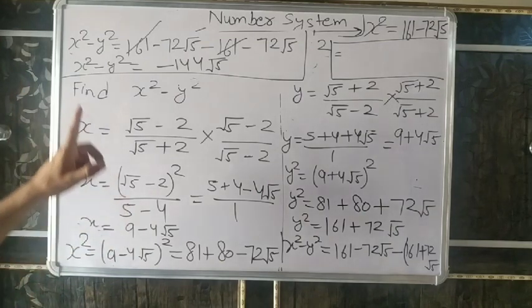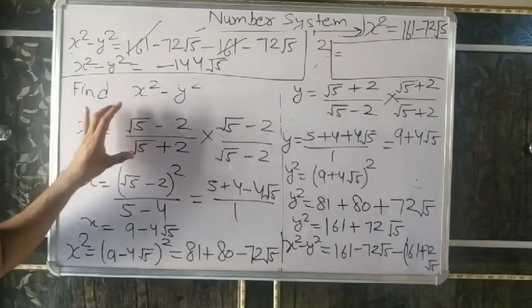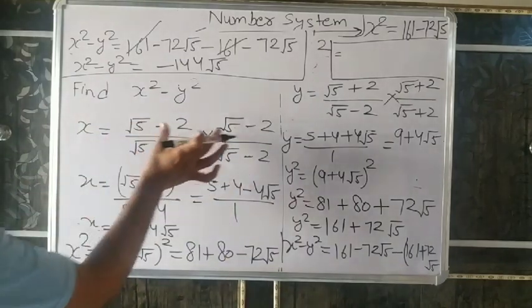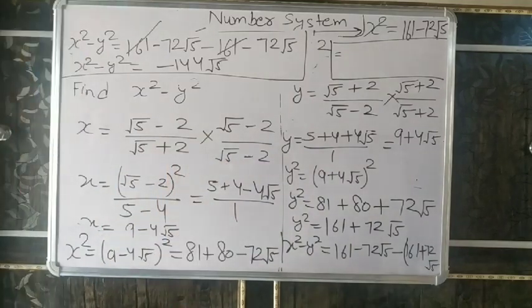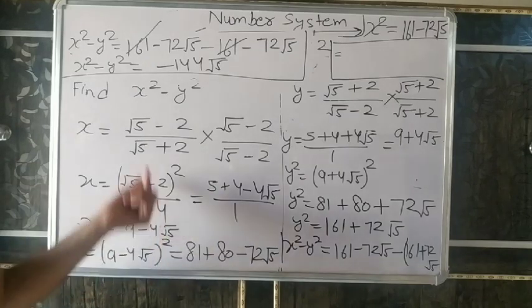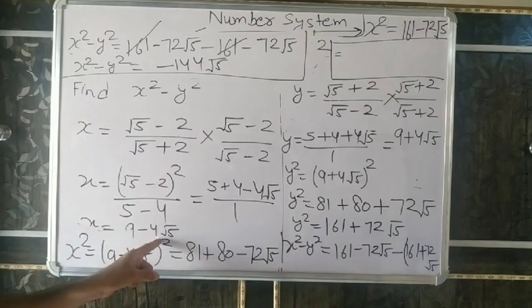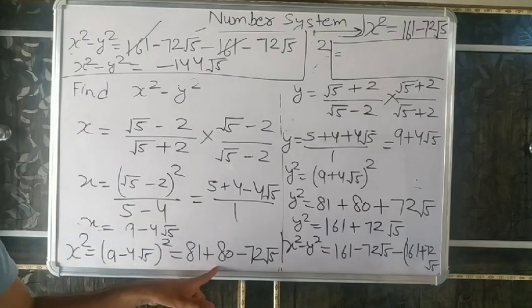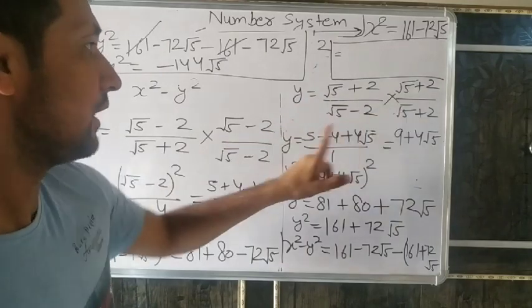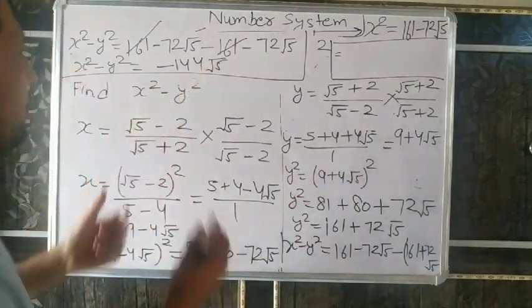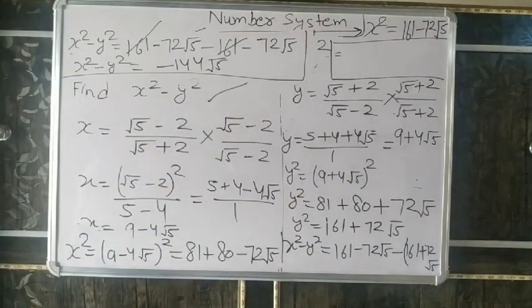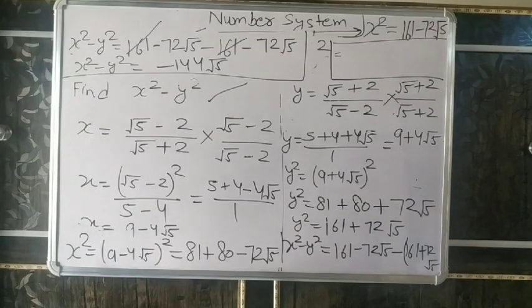Understand everyone? Every time we want to find x square, put the value of x and rationalize. And (a minus b) square, it is the (a plus b)(a minus b) formula. These are the only formulas you have to remember and apply. We want to find x square, so take square on both sides, again (a minus b) whole square. Same as it is for y, rationalize, and after solving find the value of y square. Both sides squaring and put in what we want to find: x square minus y square. Understand?